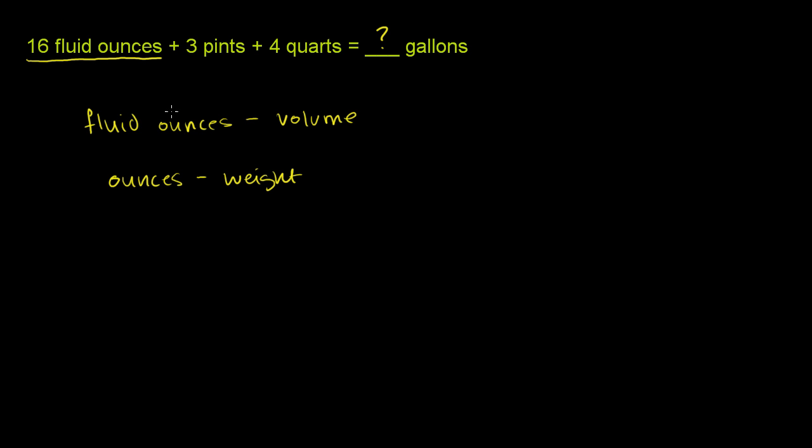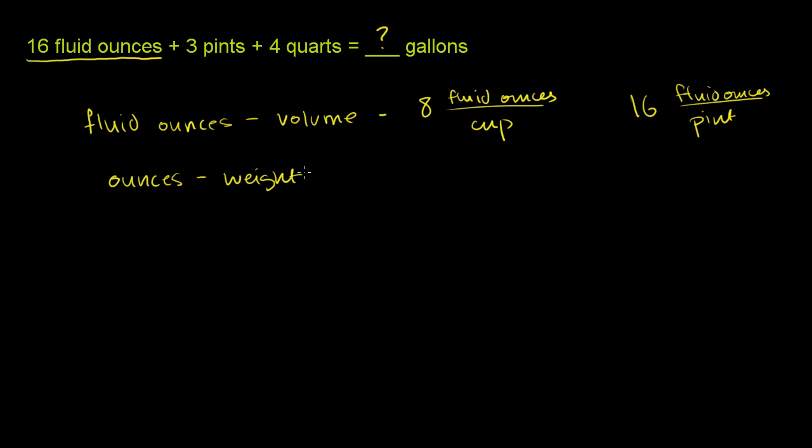Now, a fluid ounce, there's many ways you could think of this. One is that you have 8 fluid ounces per cup. Or, since there are 2 cups per pint, you also have 16 fluid ounces per pint. You could view it either way, or you could say that you have 32 fluid ounces per quart, or you can multiply that times 4, and that's how many fluid ounces you have per gallon.